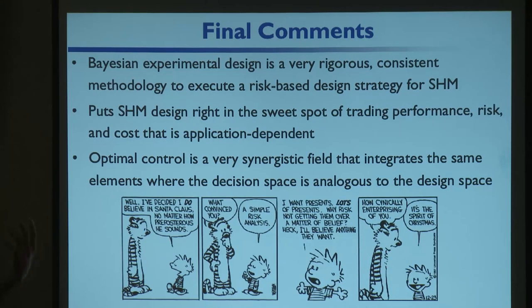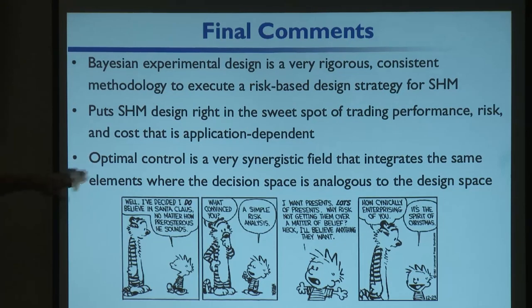What I like about Bayesian experimental design is it's a very rigorous, consistent method to execute a risk-based design for SHM, because all the pieces are there that I think are needed. And it puts SHM design in the right sweet spot of trading performance, risk, and cost, right? I mean, if all clients, customers, had infinite capacity to pay us, there'd be no need for this. It would just be probability of detection or probability of classification. But there isn't. That's not the real world.